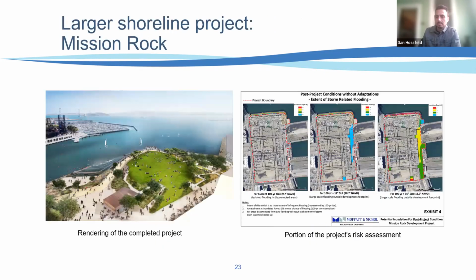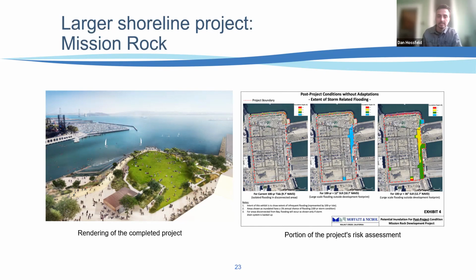So here are a couple examples permitted by the commission that were considered larger shoreline projects and required that policy 2 and 3 risk assessment and adaptive management plan. So that includes Mission Rock. This is a mixed use development in the city of San Francisco. It was permitted in 2018. So the rendering here is included just to provide that sense of scope.